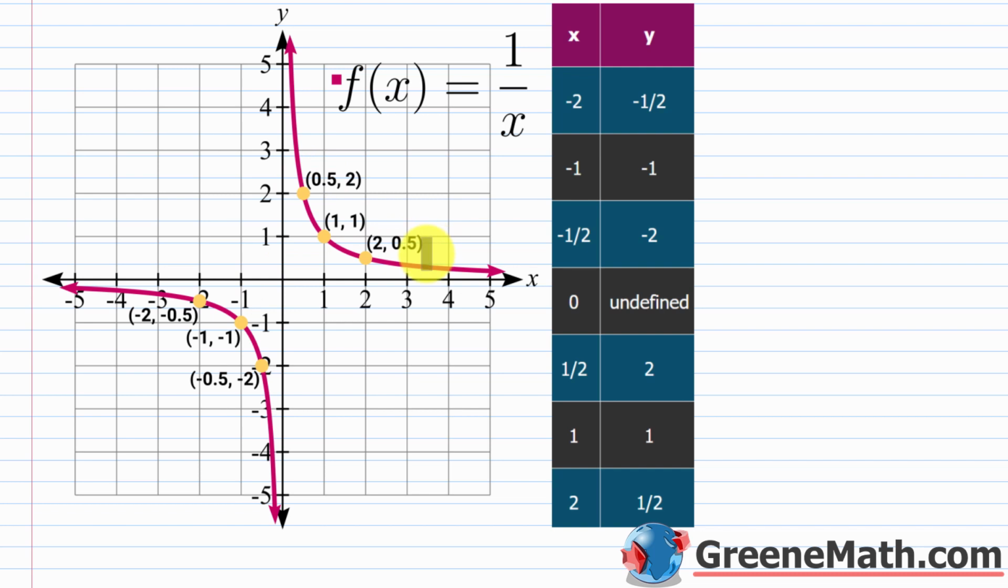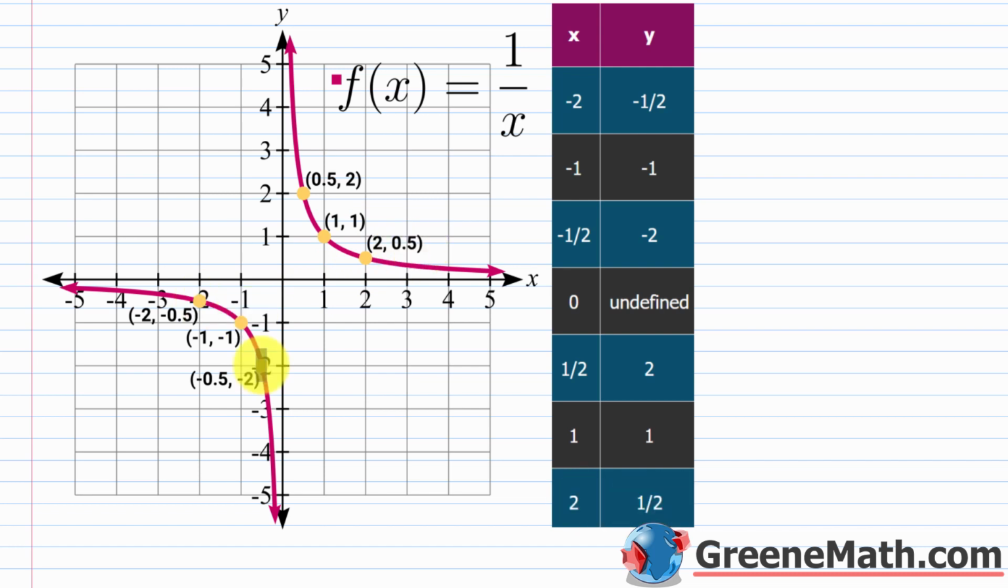complete those problems. So essentially, the first point I have here is negative 2 comma negative 0.5, or you could say negative 2 comma negative 1/2. Then you have negative 1 comma negative 1, and then negative 0.5 comma negative 2, or of course you could say negative 1/2 comma negative 2. And then up here you have 0.5 comma 2, or again you could say 1/2 comma 2. You have 1 comma 1, and then you have 2 comma 0.5, or again 2 comma 1/2.